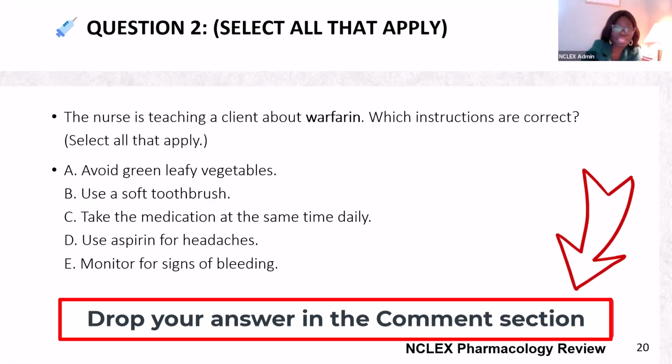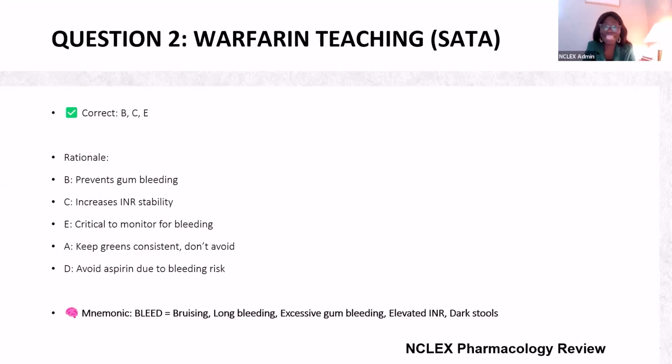All right, got an answer here. Sure, B. Okay, I got ABE from Camille. Jessica says B and E. It says avoid, it should be limit. All right, let's see. Who got this? Yes, it's B, C, and E. B, C, and E.